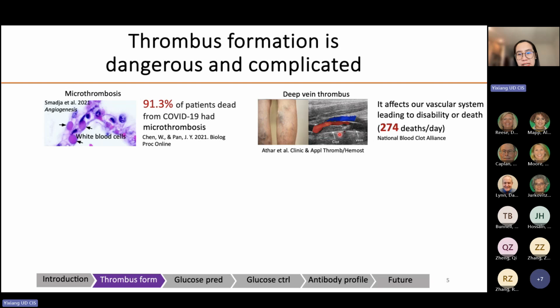And it can also happen in veins. And when it happens in veins, it causes a disease called deep vein thrombus, and it affects a lot of our vascular system, leading to drastic disability or death, according to the National Alliance statistics.